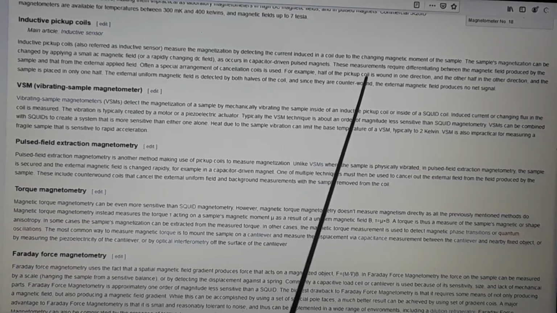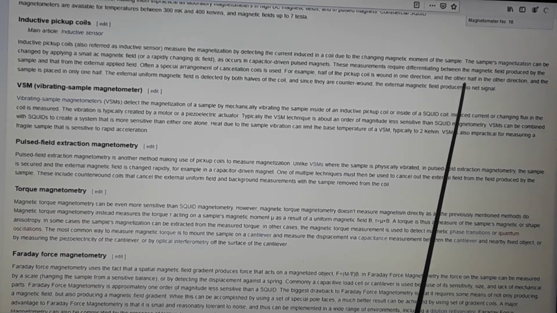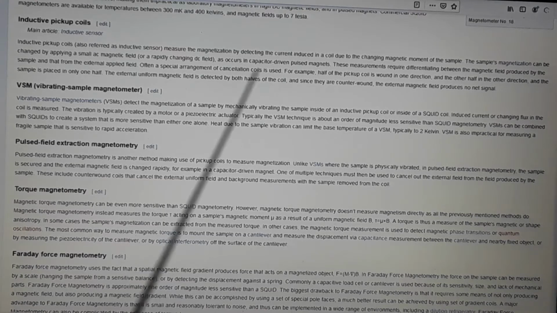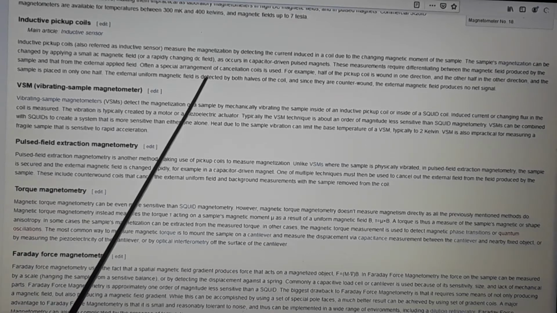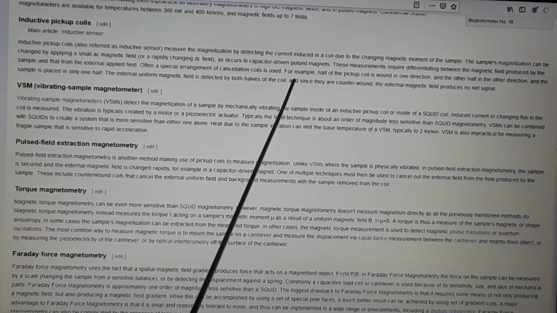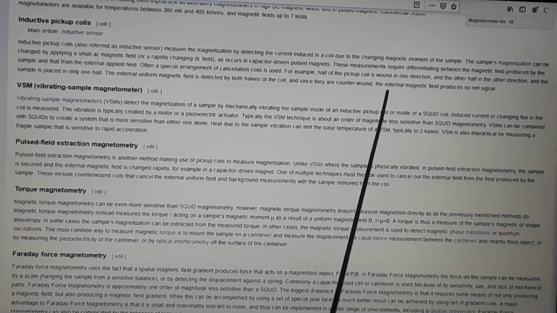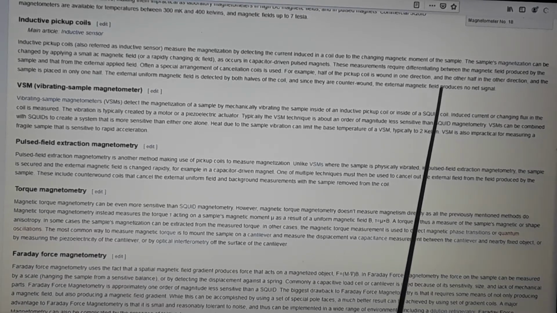For example, half of the pickup coil is wound in one direction and the other half in the other direction, and the sample is placed in only one half. The external uniform magnetic field is detected by both halves of the coil, and since they are counter-wound, the external field produces no net signal. All right, so that's interesting.